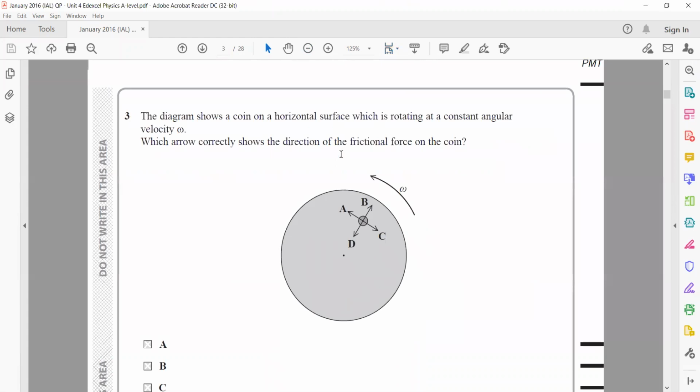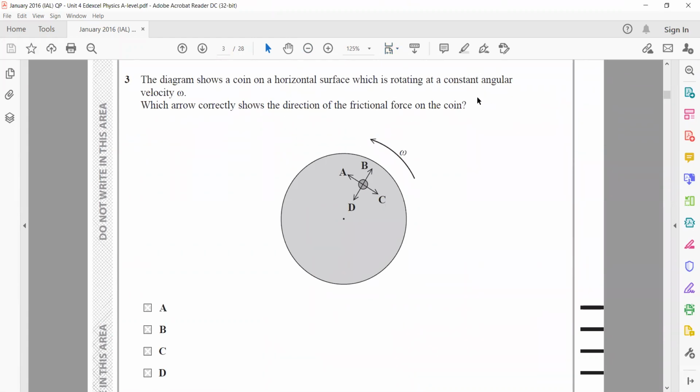The diagram shows a coin on a horizontal surface which is rotating at a constant angular velocity omega. Which row correctly shows the direction of the frictional force? The direction of the resultant force when an object is moving in a circular path is always towards the center. That's why D is the right answer.